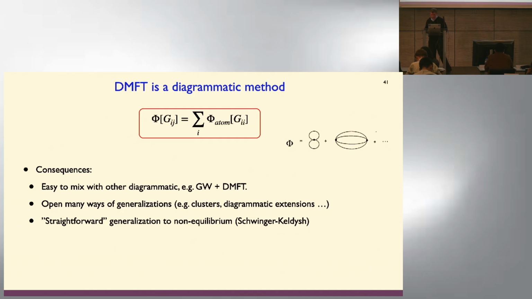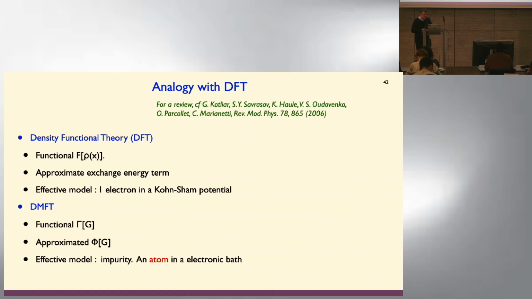Okay? And again, we can continue the analogy with DFT, because in DFT, you have a functional of the electronic density. Here, DMFT is a functional of the Green functions. Well, you can make a functional of both, and then you'll be able to go into the DFT plus DMFT territory. That's the point of view we had in this old review, and you'll hear much more about that tomorrow.